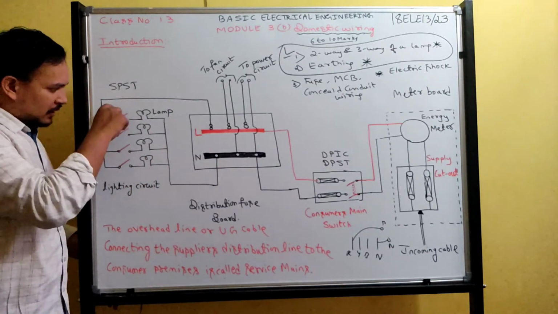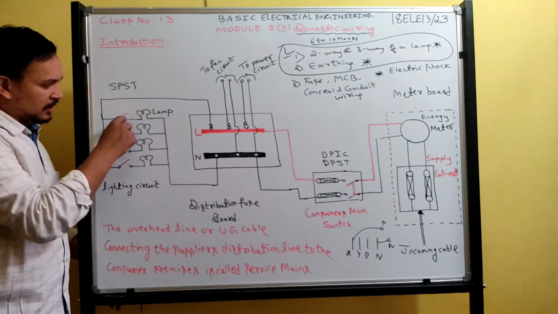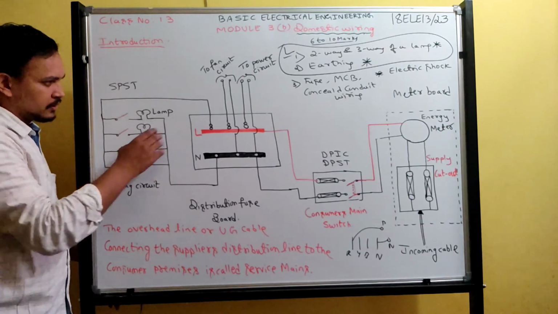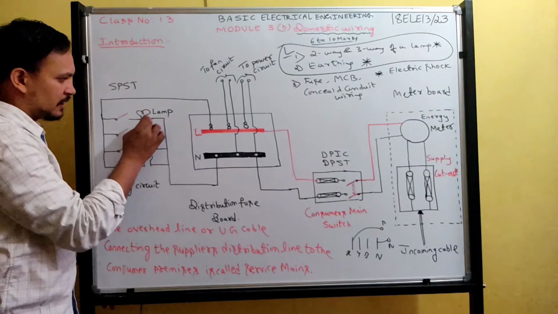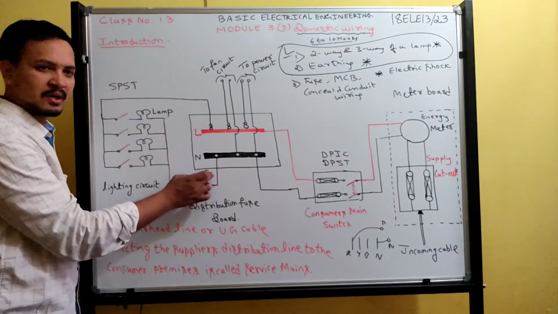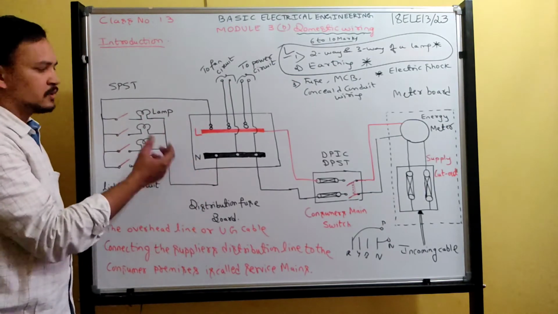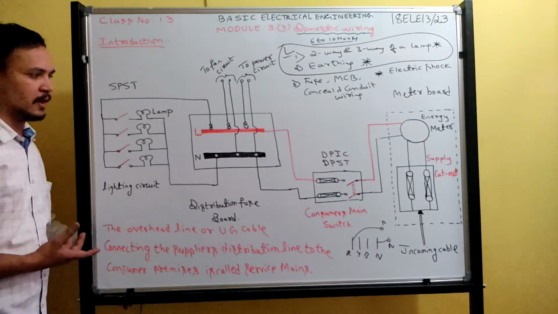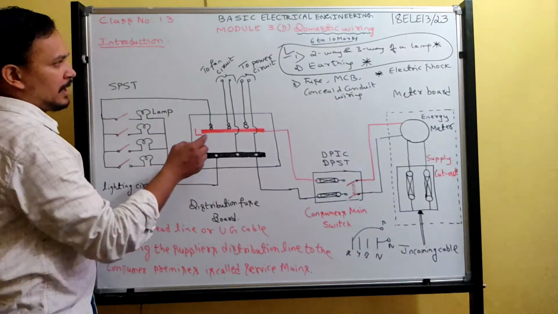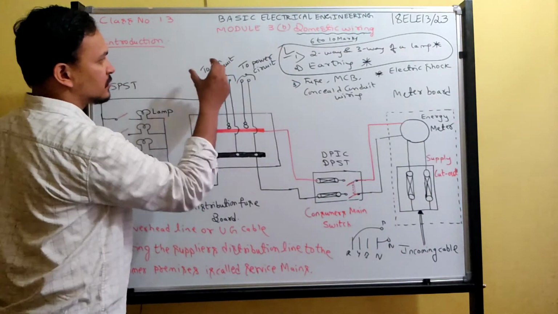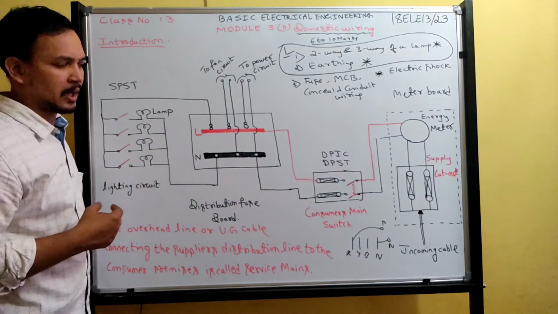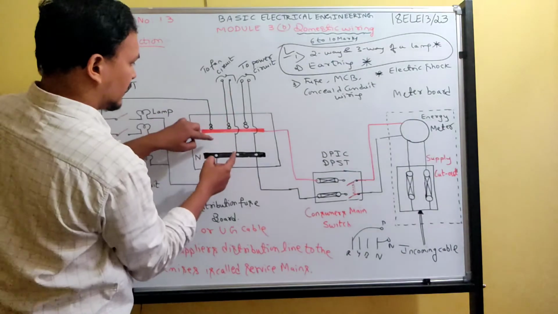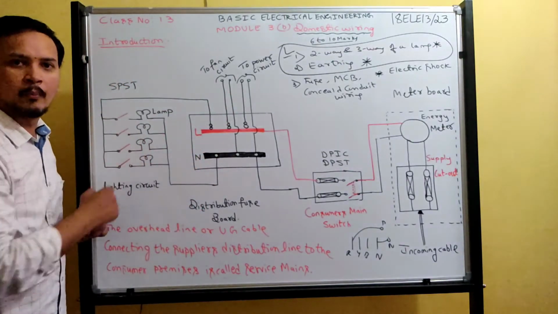Now if I close this switch, this and this, see, for every lamp one end of the lamp is connected to live and the other end is connected to neutral. So the lamp gets the supply and it will glow. Similarly, another sub-circuit is the fan circuit. For the fan circuit we have to give supply, and that is tapped from this distribution board.